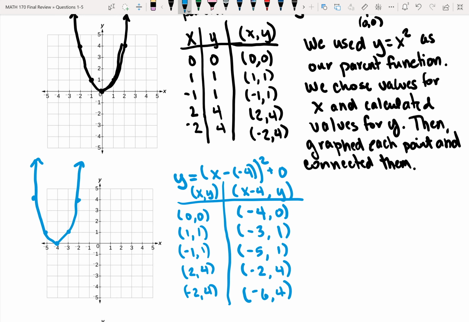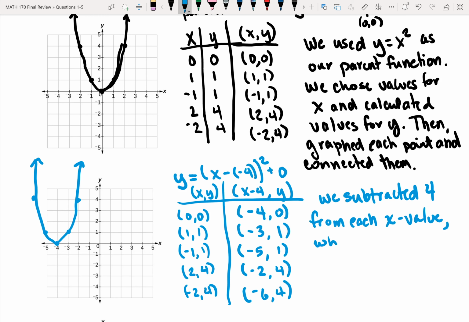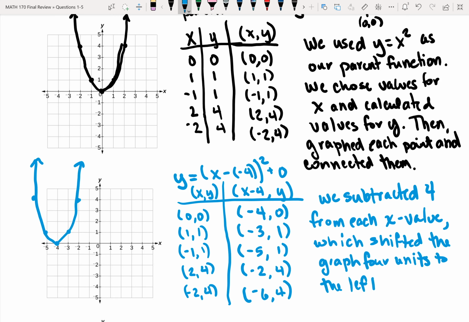So if I wanted to write that as a sentence, I could say we subtracted 4 from each x value, which shifted the graph 4 units to the left.